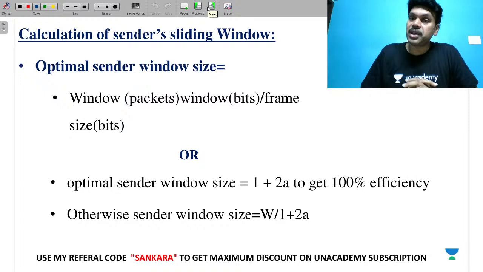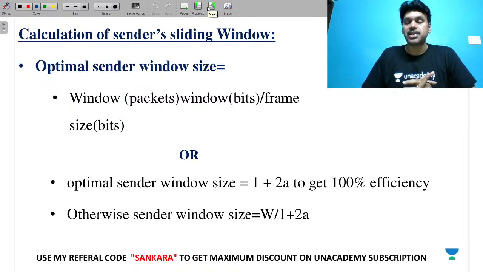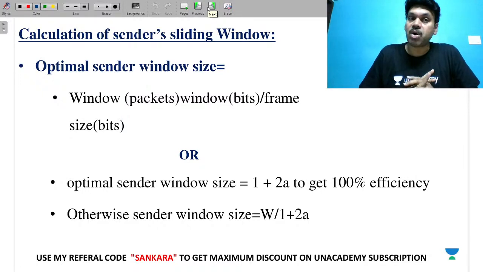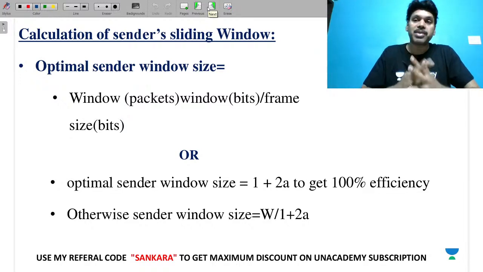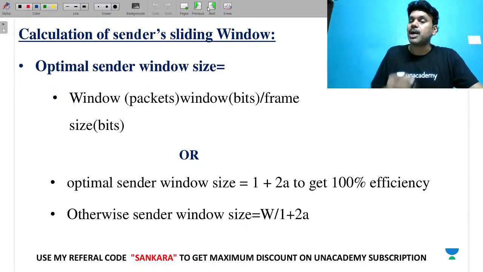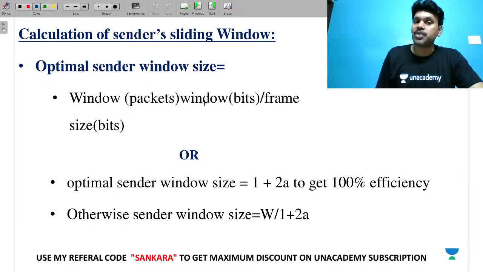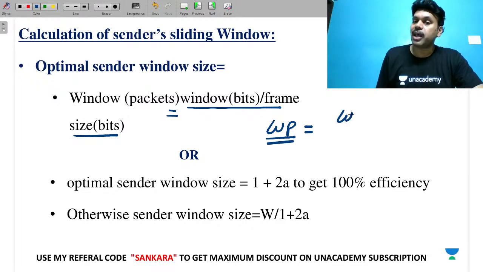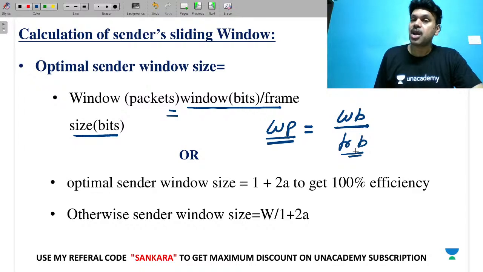Now this is very important. How to calculate the sender window size? This is also called the optimal sender window size to get 100% efficiency. It is a simple equation. Your window of packets is nothing but your window size divided by your frame size. That means window of packets is how many packets or frames you can send. It depends on window of bits divided by your frame size in bits. So this is how you can calculate the optimal sender window size according to this equation.